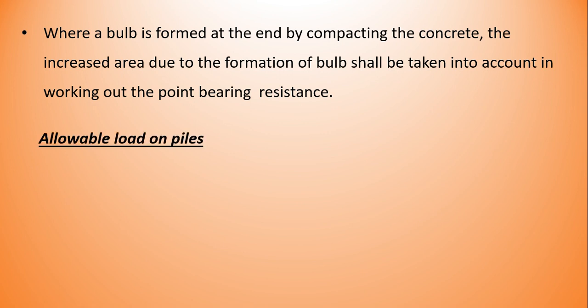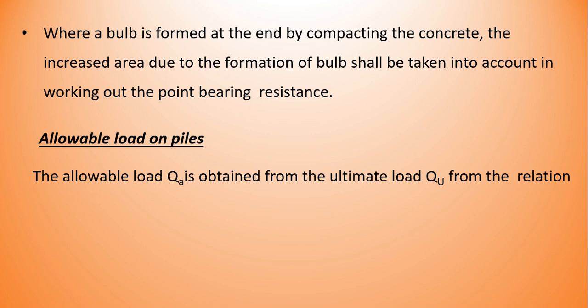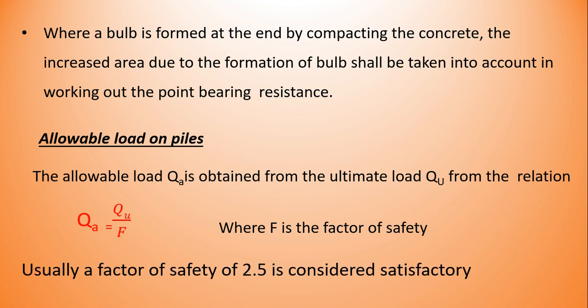Allowable load on piles. The allowable load QA is obtained from the ultimate load QU from the relation QA is equal to QU by F, where F is the factor of safety. Usually a factor of safety of 2.5 is considered satisfactory.